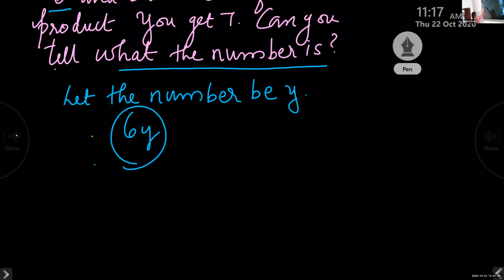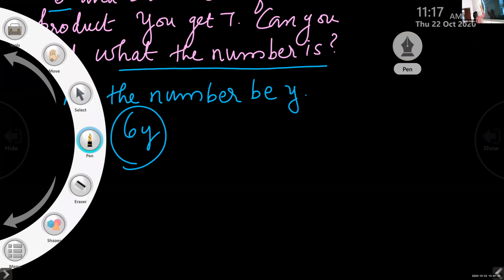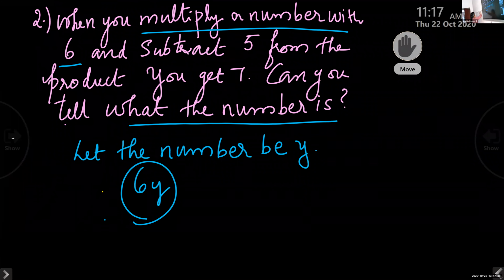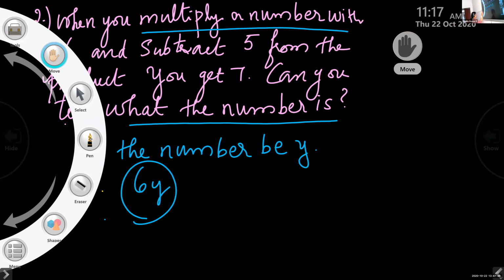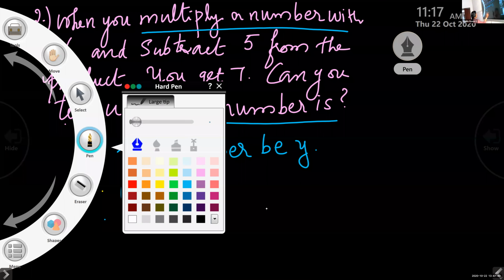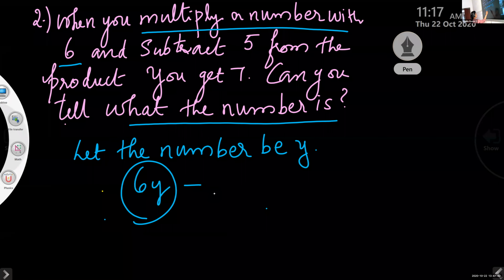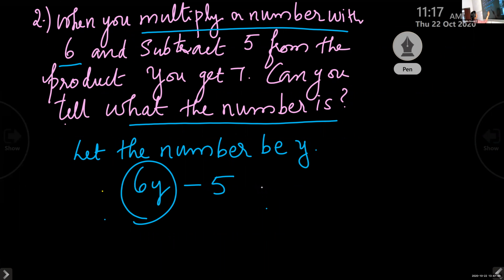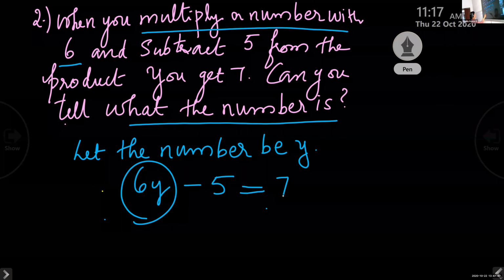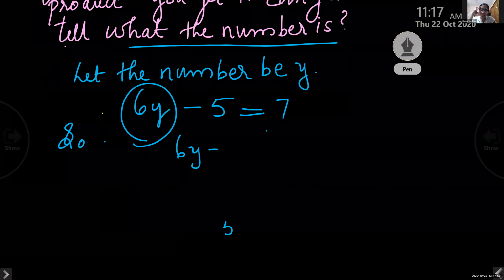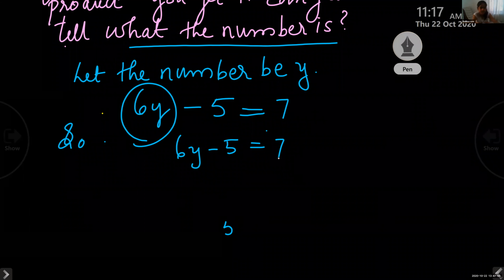What is asked? We have to subtract 5 from the product, isn't it? Subtract 5 from the product. What will you get from the product? You get 7. So the equation is 6y minus 5 is equal to 7.